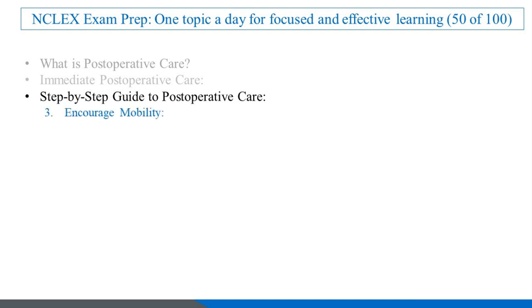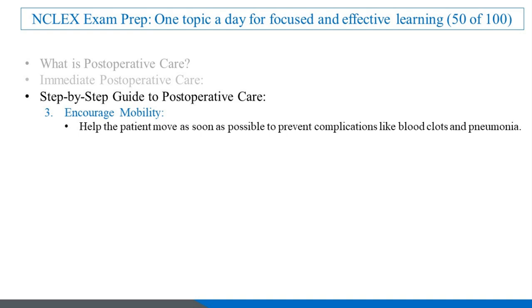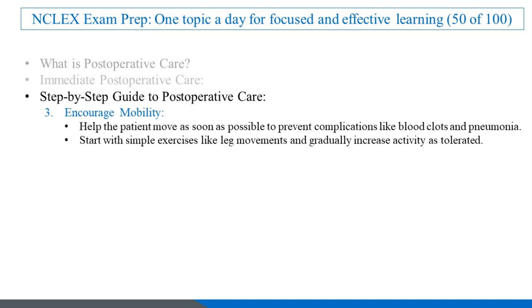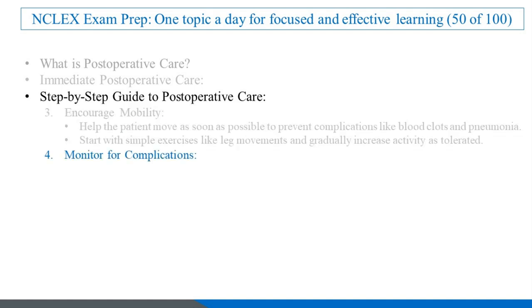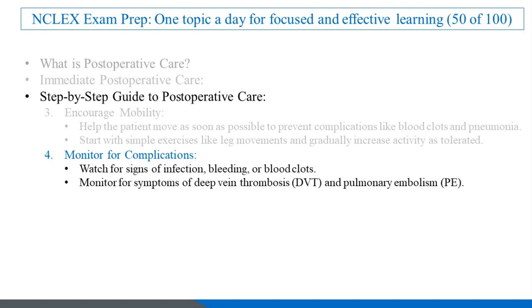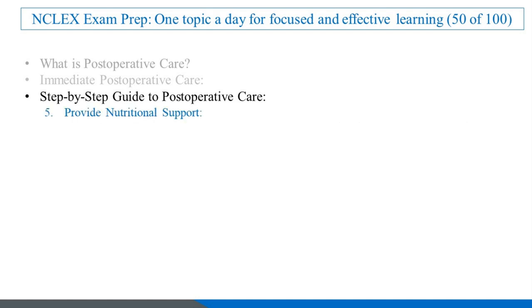3. Encourage mobility. Help the patient move as soon as possible to prevent complications like blood clots and pneumonia. Start with simple exercises like leg movements and gradually increase activity as tolerated. 4. Monitor for complications. Watch for signs of infection, bleeding, or blood clots. Monitor for symptoms of deep vein thrombosis, DVT, and pulmonary embolism, PE.